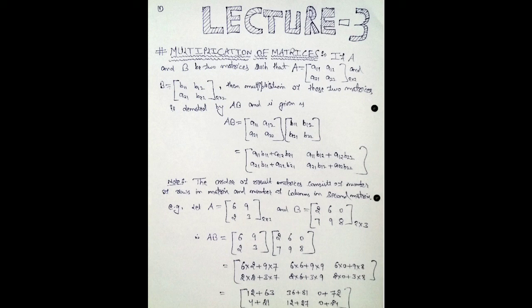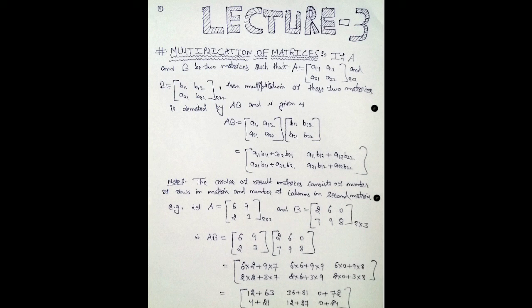Let us suppose we have two matrices A and B. Then multiplication of these two matrices is denoted by AB and is given by the technique as shown on your screen. In multiplication, the resulting matrix consists of the number of rows in the first matrix and the number of columns in the second matrix. Let's understand this concept by taking an example.